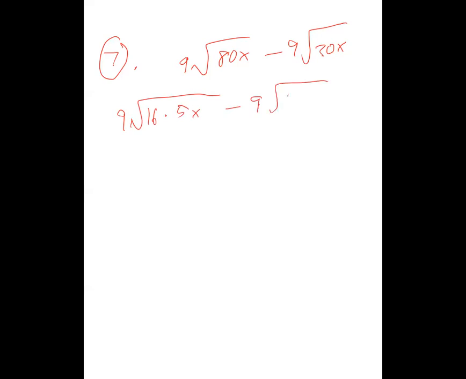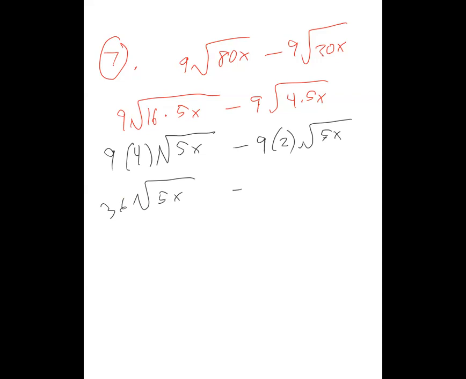and break apart the 20, that can break apart into 4 times 5x. And then this 9 doesn't change, but the square root of 16 is 4, so that can escape outside. And then you still have 5x left inside. And you have minus 9, and then the square root of 4 is 2, and that 2 can escape outside. And then you have 5x like that. So then you have 9 times 4 is 36. And then you still have the square root of 5x, minus 9 times 2 is 18. Then you have the square root of 5x.